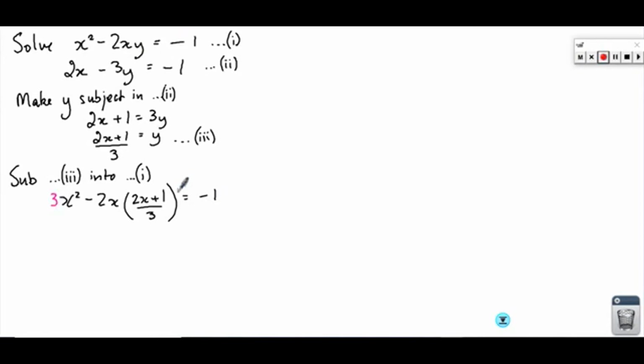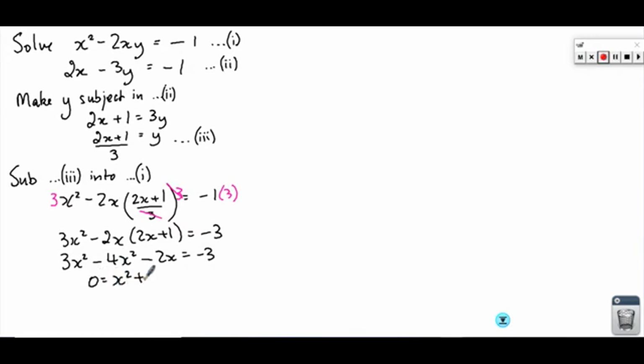Multiplying by 3, I get 3 there, I get 3 there, I get times 3. And what happens? This 3 cancels out. So now I get 3x squared minus 2x times (2x plus 1) equals minus 3. Open up this bracket, I get 3x squared minus 4x squared minus 2x equals minus 3. I'm going to place everything on the other side of the equation so that I get x squared positive. So I get 0 equals x squared plus 2x minus 3. This is a simple trinomial. So I get (x and x), 3 and 1, plus and minus. So x equals minus 3 and x equals 1. We got the two values for x.